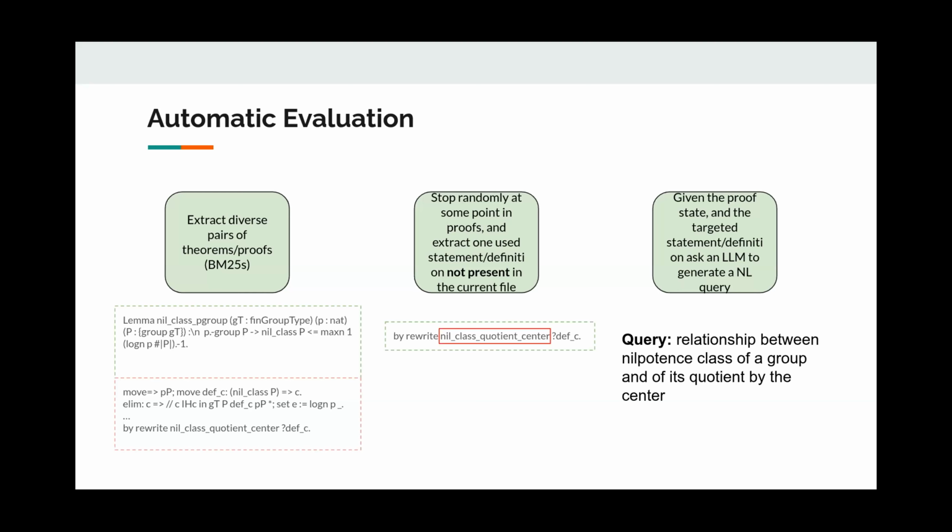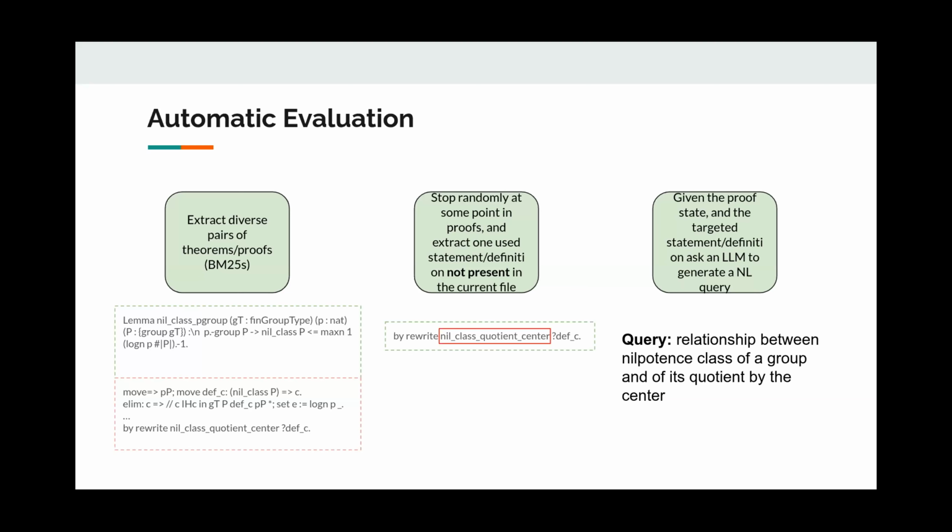To generate this benchmark, what we did is we extract a diverse set of theorems and proofs using, for example, BM25. And then we select randomly a step in the proof of these theorems. And then we ask an LLM, given this context, given this theorem, and given this target lemma, what could be a query, written in natural language, that could correspond to the user need at this point. And this way, it was very easy to generate this benchmark dataset.